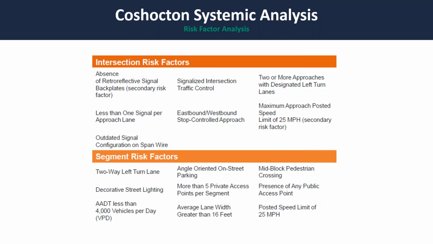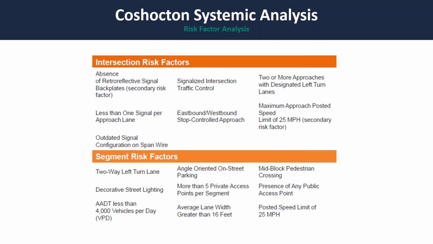Then eastbound, westbound stop controlled approach, which goes hand in hand with an intersection not being signalized, the side streets would be stop controlled. Some of the segments, whether or not there was a 2-way left turn lane was one of the risk factors that was looked at. Angled on-street parking, that's a big one because we've seen this around the state. If you pull in front to park at an angle, which is fairly common, it's much more dangerous than back end angle parking or parallel parking.